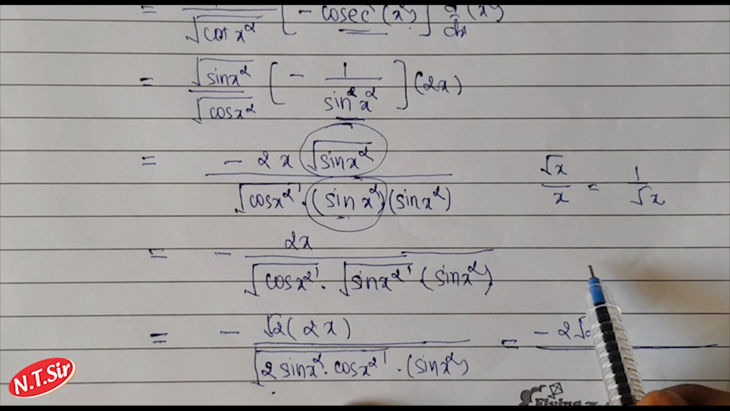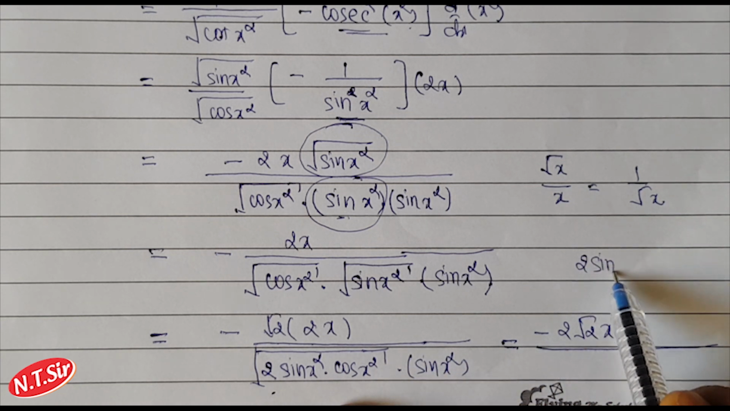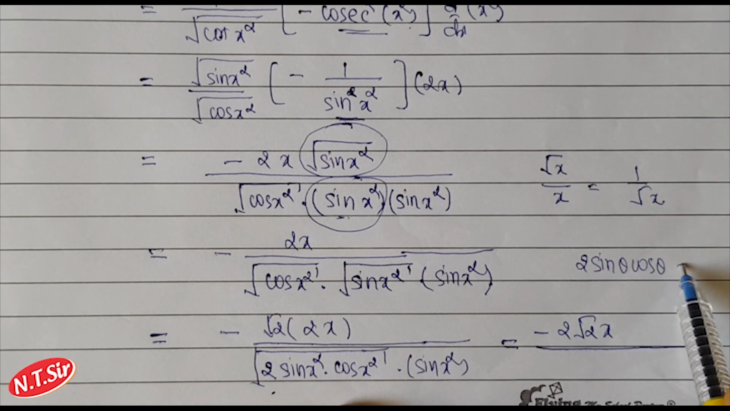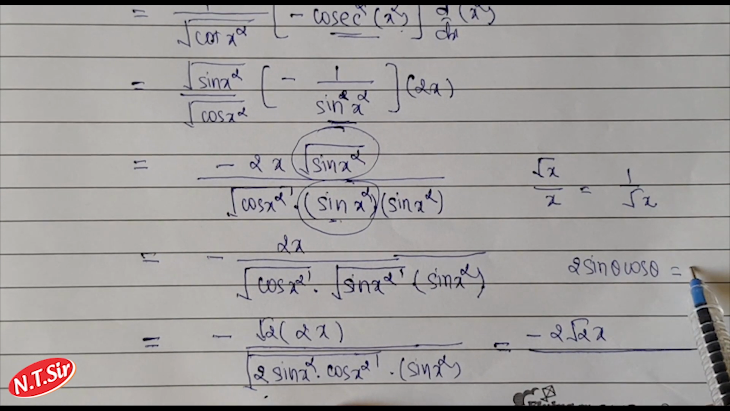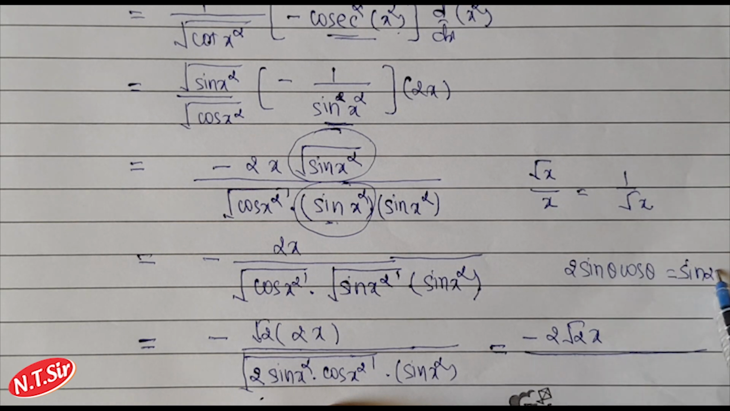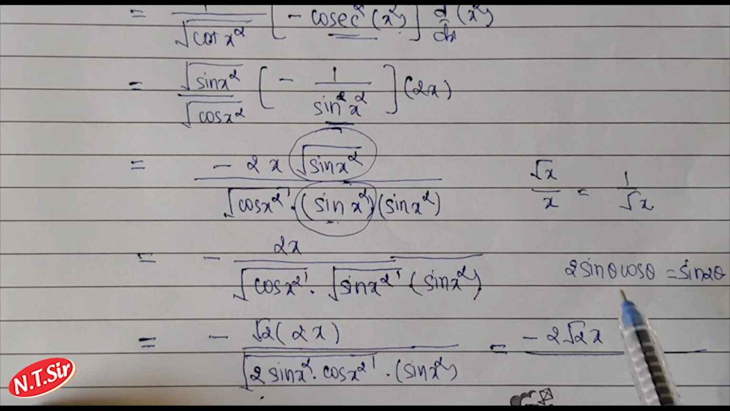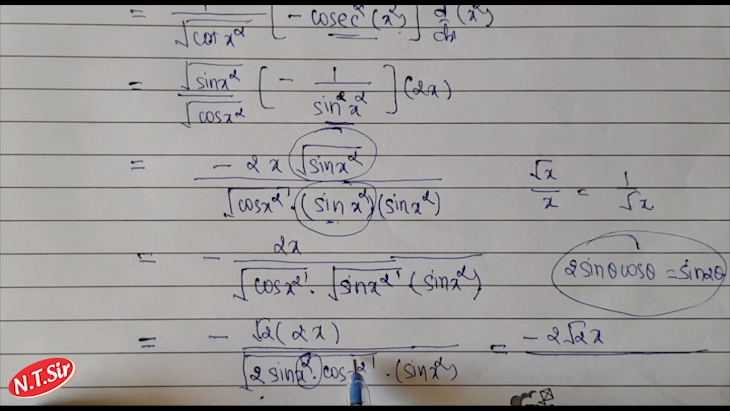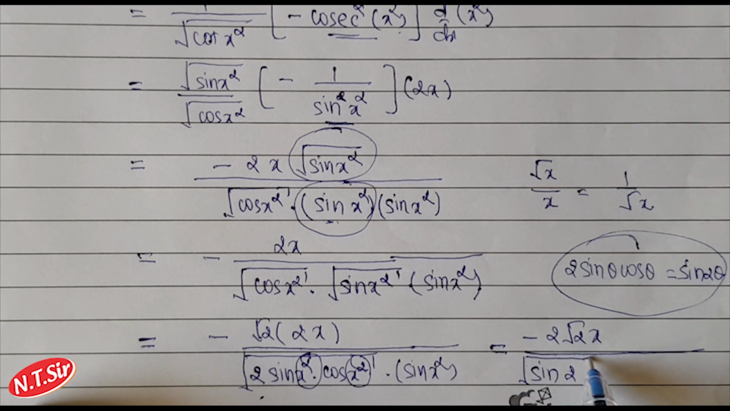Now you have one formula, 2 sine theta cos theta, answer is sine 2 theta. So applying this formula here, this is sine theta cos theta, so answer will be under root sine 2 theta, theta is x square, so 2 theta is x square into sin x square.